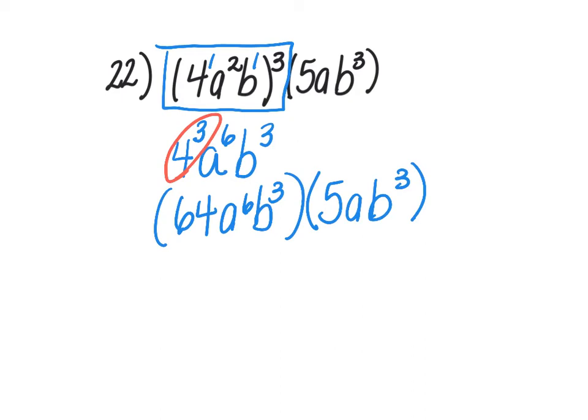Now I'm going to go on to the product rule that says multiply your coefficients and add your exponents of like bases. So I'm going to multiply 64 times 5, which is 320, and then I'm going to add my exponents of like bases. So keep in mind that this a has an understood exponent of 1. So I'm going to end up with a, 6 plus 1 is 7. Moving on to the b's, 3 plus 3 is 6. So we have 320, a to the 7th, b to the 6th.